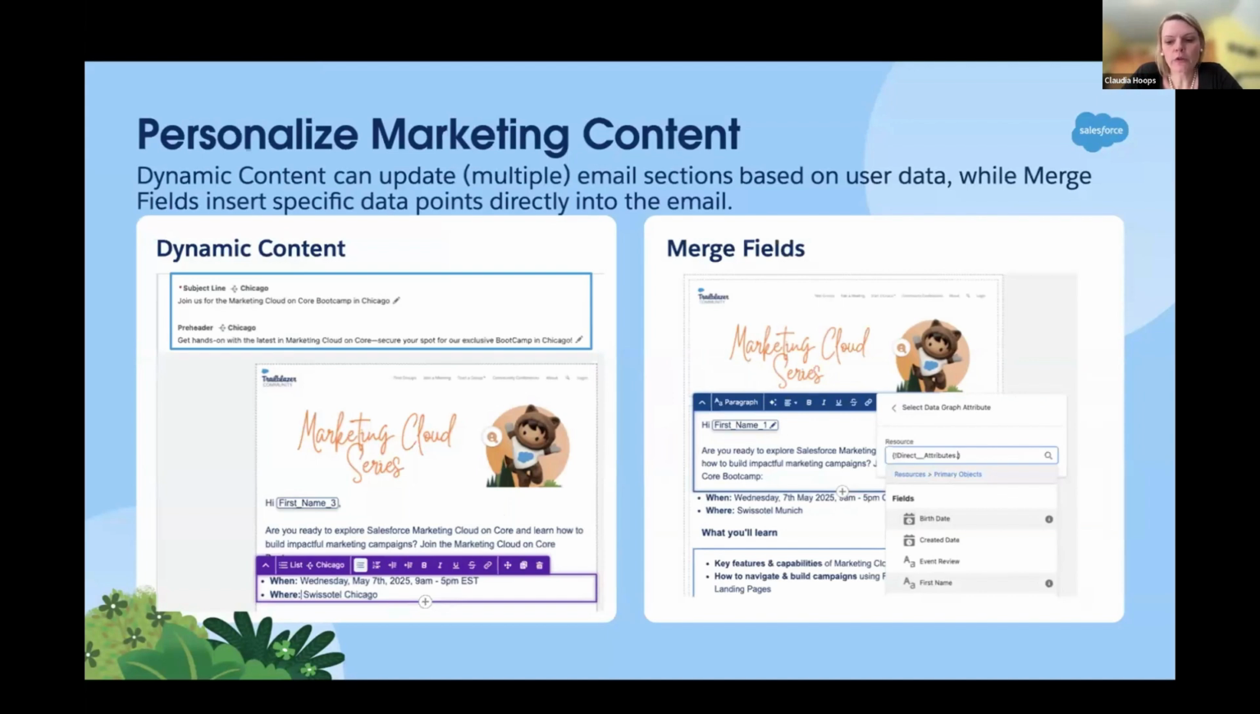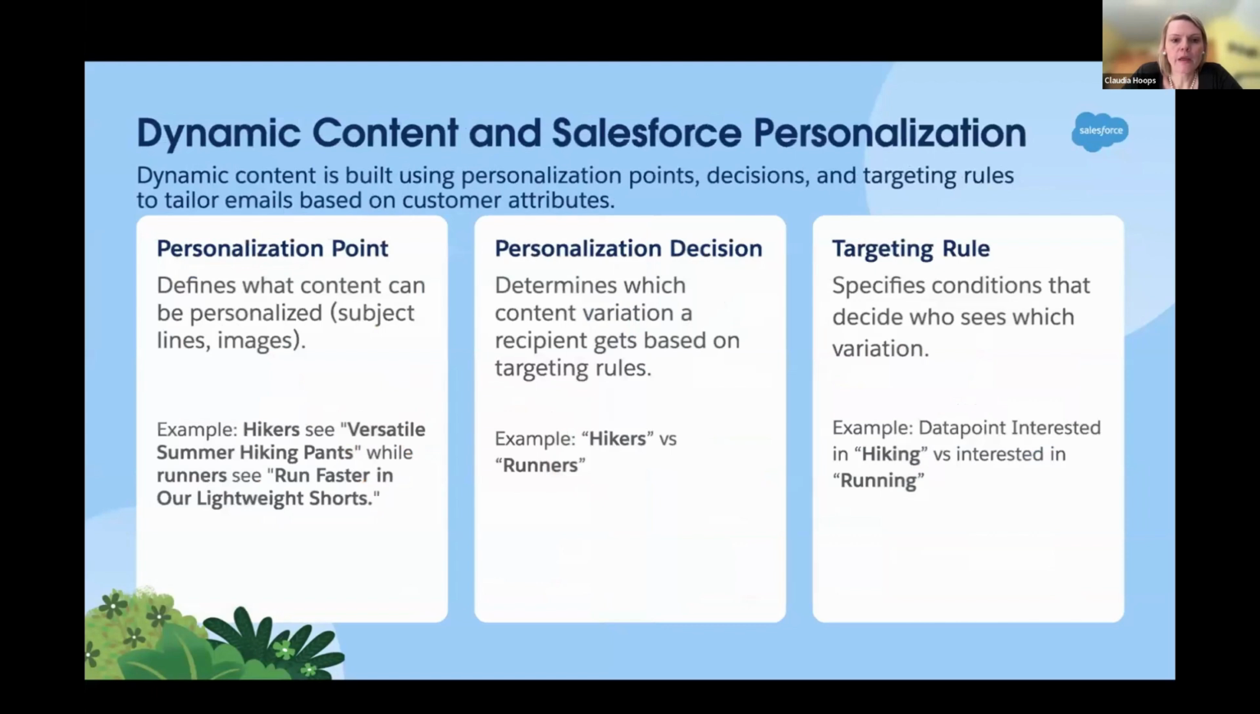Make sure you build out your data graph in a way that you link down to all the related objects you might want to need at some point, and also make sure that from those related objects, when you build the data graph, you make the fields available in the data graph you want to use. Then dynamic content and Salesforce personalization.